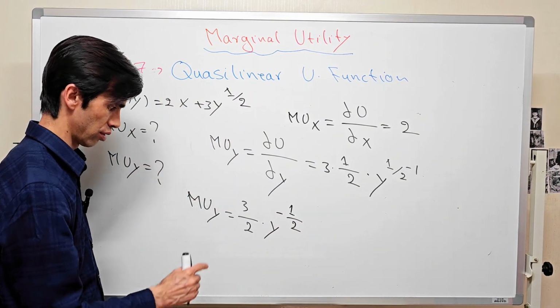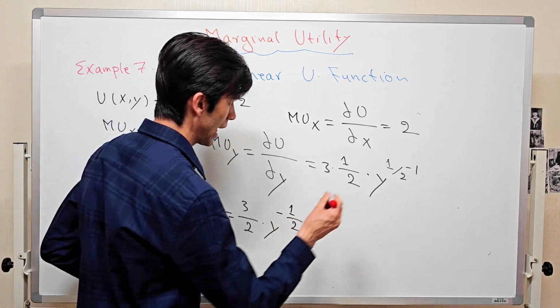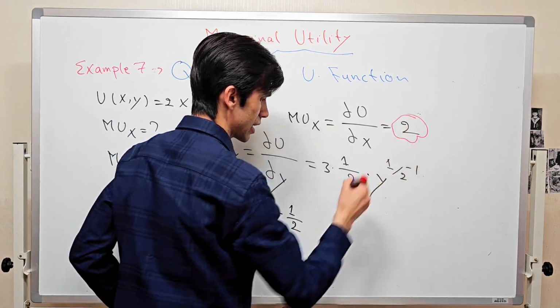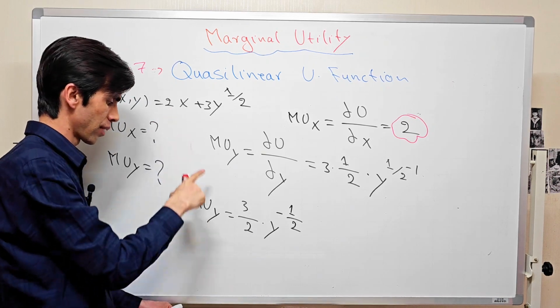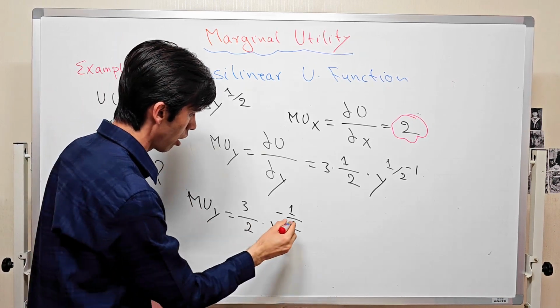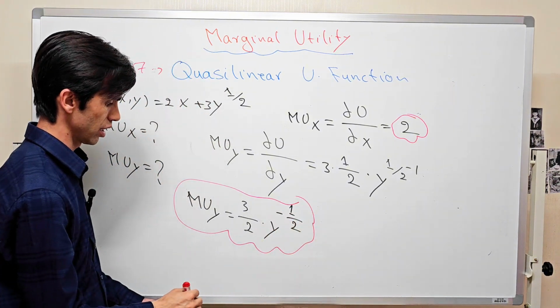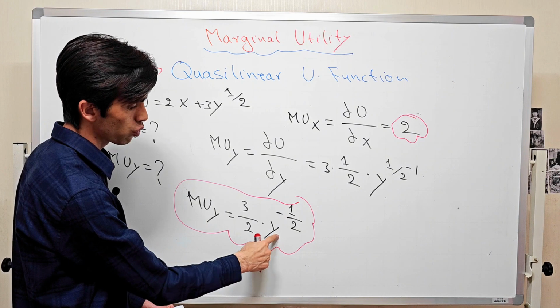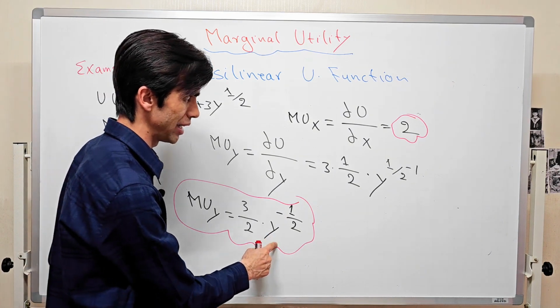As you see here, the marginal utility of x, which is a linear good, is just a fixed number, which is equal to the coefficient of x. But the marginal utility of y, which is the non-linear good in this quasi-linear utility function, depends on how much y we already have in our consumption bundle.